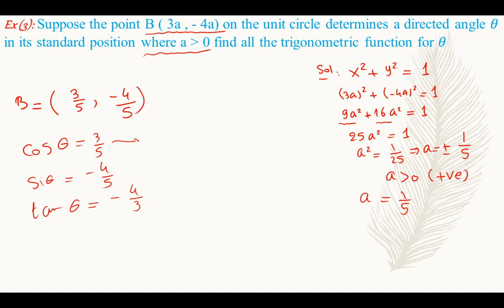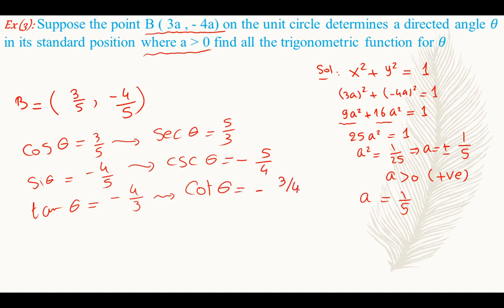So what is the reciprocal of cosine theta? The reciprocal of cosine theta is sec theta equals 5 over 3. The reciprocal of sine theta is cosec theta, which equals negative 5 over 4. And the last one is the reciprocal of tan theta, which is cotan theta. Cotan theta equals negative 3 over 4. Okay? So this is the answer of the question.